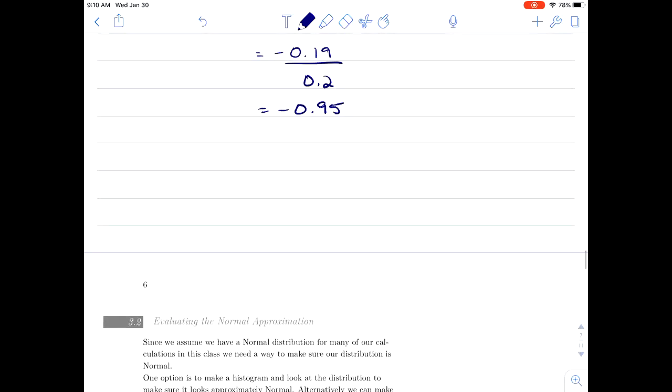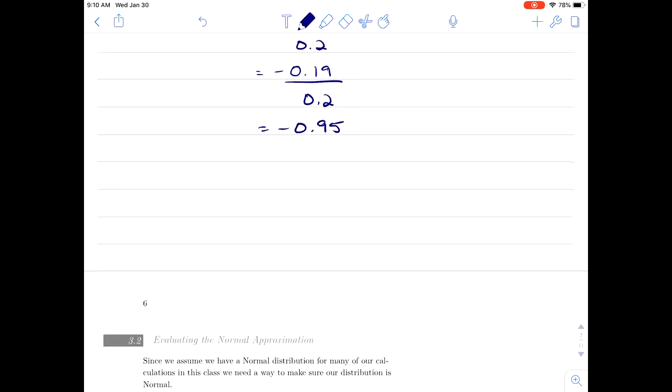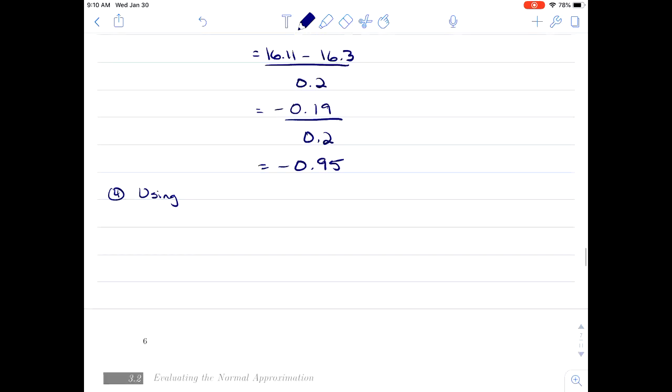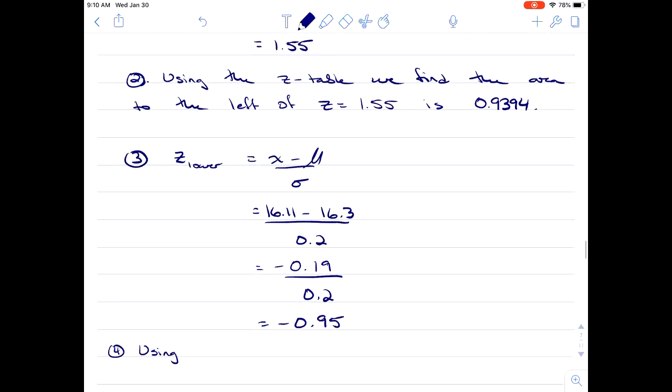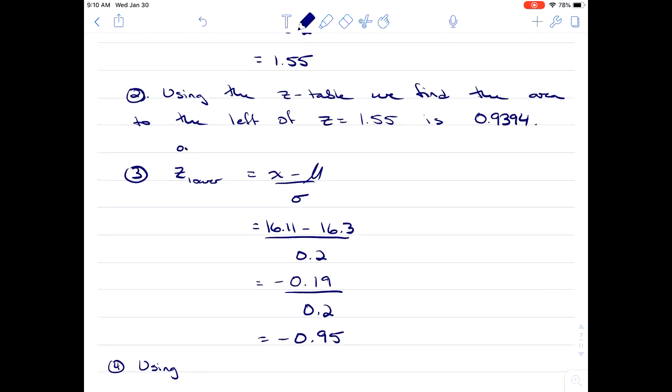So now, step 4. Again, same blurb. For that second one, I'll just write the probability notation just so you have it, in case you prefer to use it: the probability that Z is less than or equal to 1.55 is 0.9394.